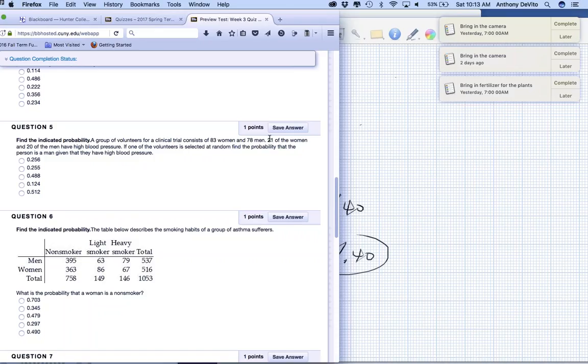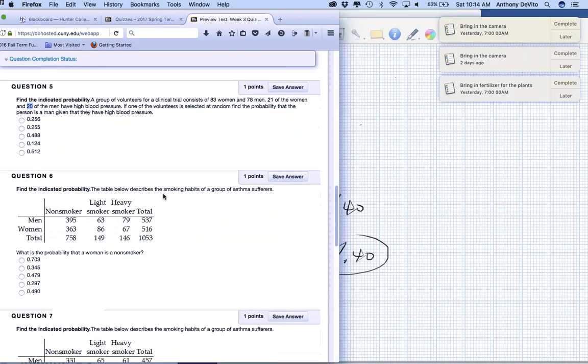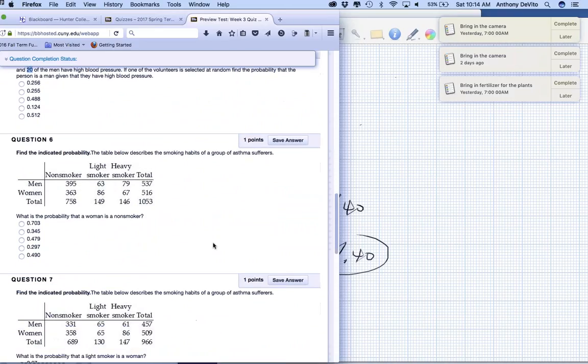The population we're dealing with is 21 women and 20 men. So we have 41 total population, of which 20 of them are men. So the probability of picking from those 41 people with high blood pressure, picking a man, is 20 out of 41. 20 over 41, right? A little less than 50%.